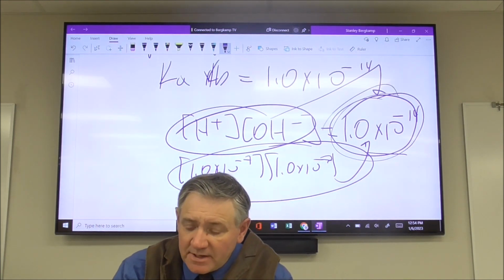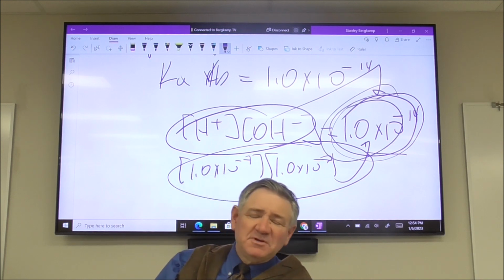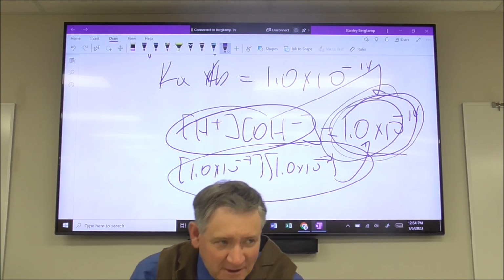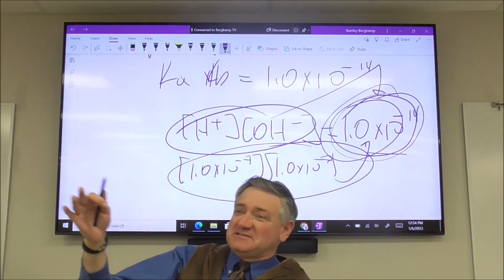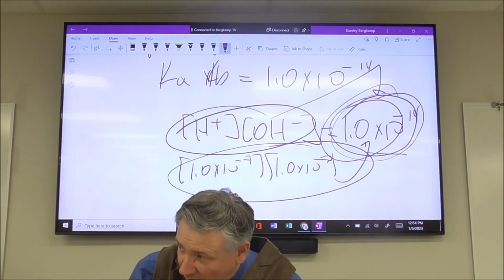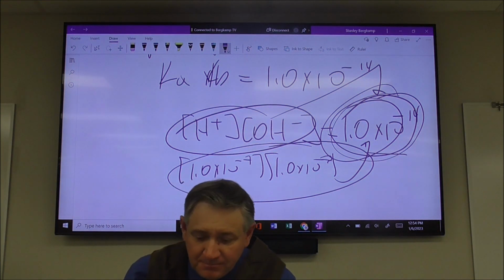Now, don't ever tell me, oh, that's water. 1.0 times 10 to the negative 14th is not water, okay? It's the autoionization constant of water, but it's not water. It's just a number.